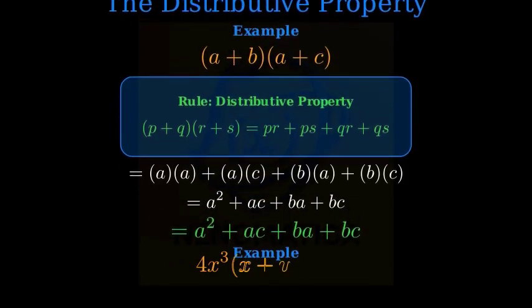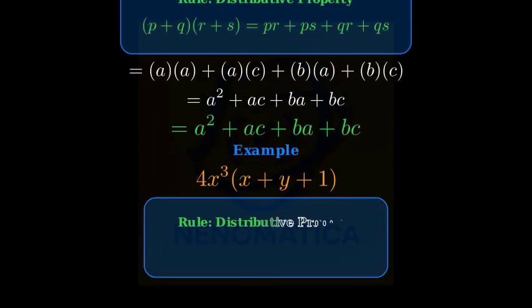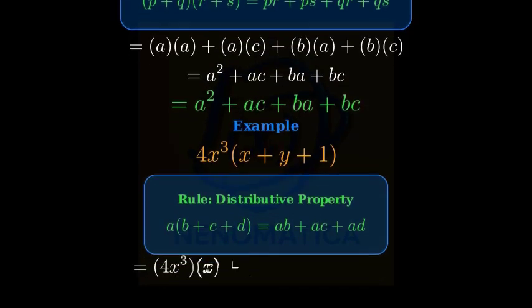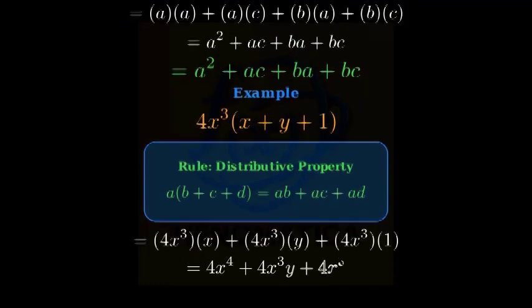In this example, we have a monomial, 4x cubed, multiplied by a trinomial, x plus y plus 1. Let's apply the distributive property again, but this time we'll distribute the 4x cubed to each term in the parentheses. Now, let's multiply each term. This gives us 4x to the fourth power plus 4x cubed y plus 4x cubed.